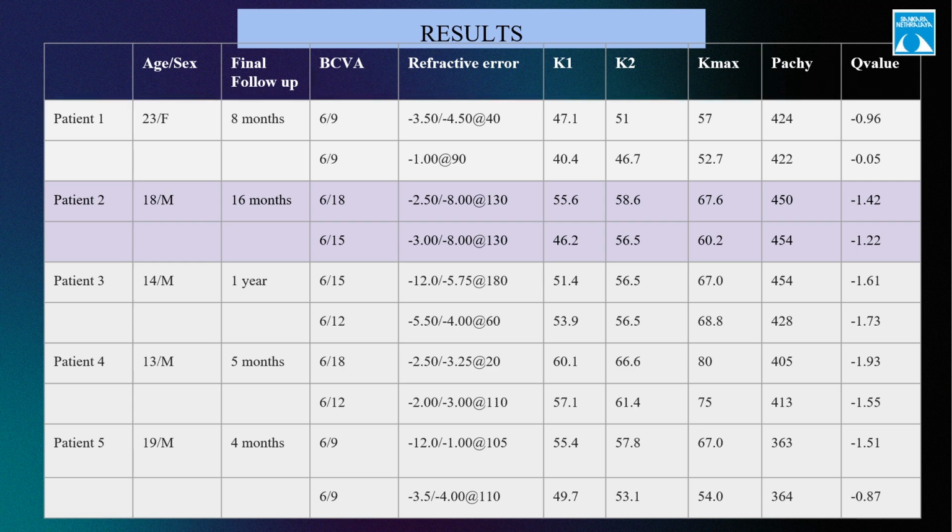Kmax, always all of them had a reduction. The reduction in Kmax was mainly because of more flattening of K1 than flattening of K2. Even in the patients who had an increase of corneal astigmatism, it's mainly because of the drastic reduction in the K1 rather than an increase in K2. All the patients had a less hyperprolate cornea, Q value reduced, except for one patient, I think, and that patient also benefited from the procedure. So far, it's been promising.